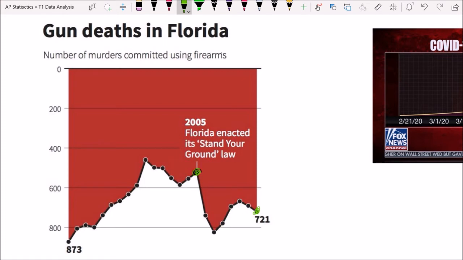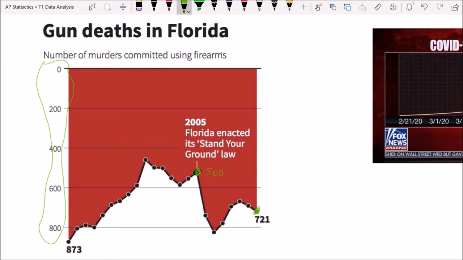That's awesome. However, look over here. What's going on over here? This graph is upside down. It's not facing the right direction. So at this point, it looks like there's just over 500 gun deaths.